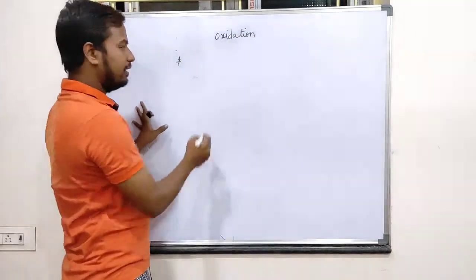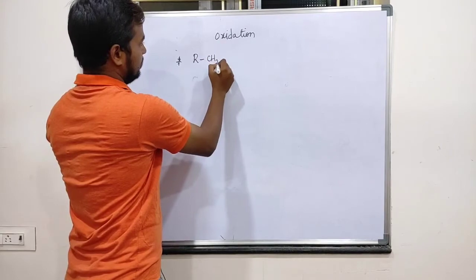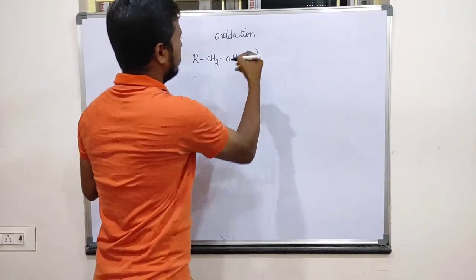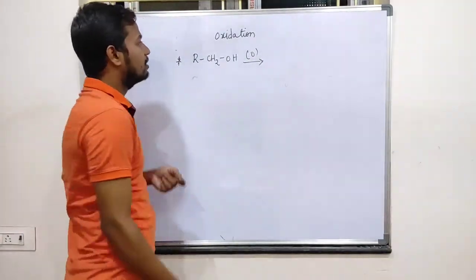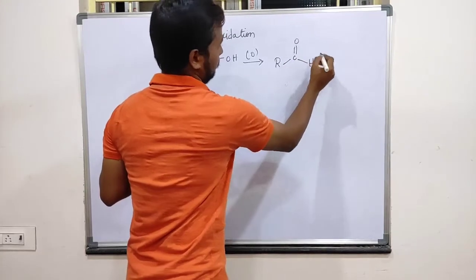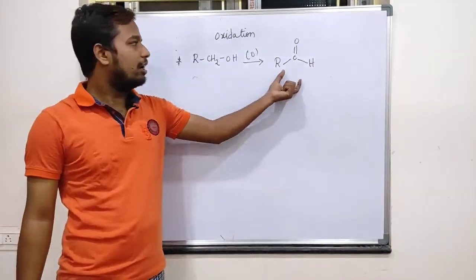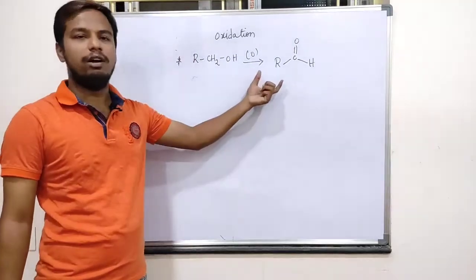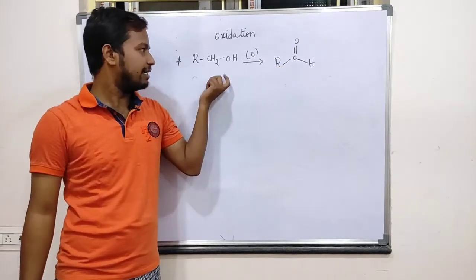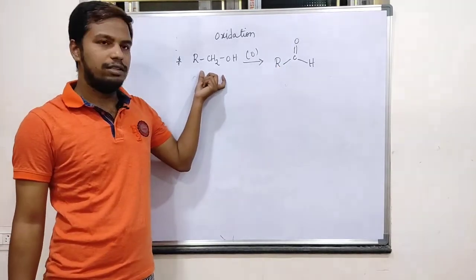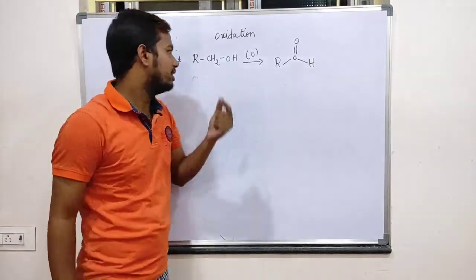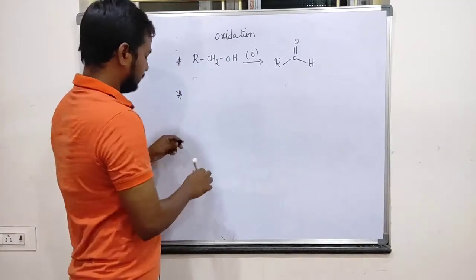So for example, if I take RCH2OH, upon oxidation with any oxidizing agent, we get RCHO. So alcohol is converted into aldehyde. This is an example of oxidation. See here, count the number of hydrogens on the reactant side and the product side. The reactant side has more hydrogens, so removal of hydrogen also constitutes oxidation. Next we will move on to another thing.